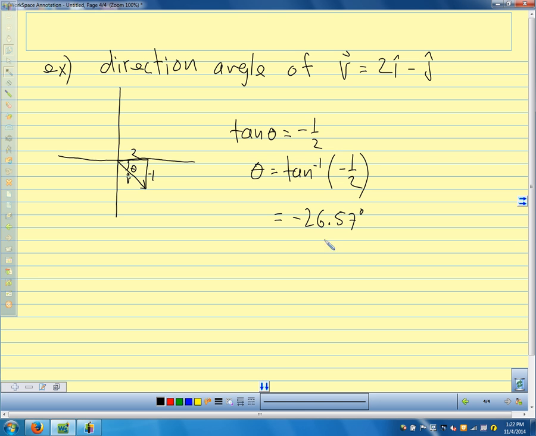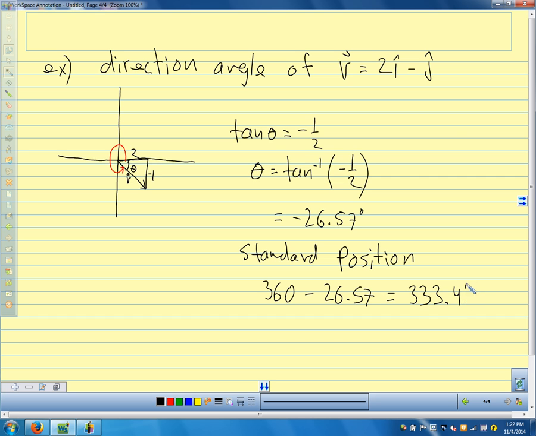Is this angle in standard position? Is this a standard position angle? So what do we need to do to find our standard position angle? Subtract it from 360. So standard position is 360 minus 26.57, and I get about 333.4 degrees. So this would be my angle in standard position. This angle counterclockwise from the x-axis.